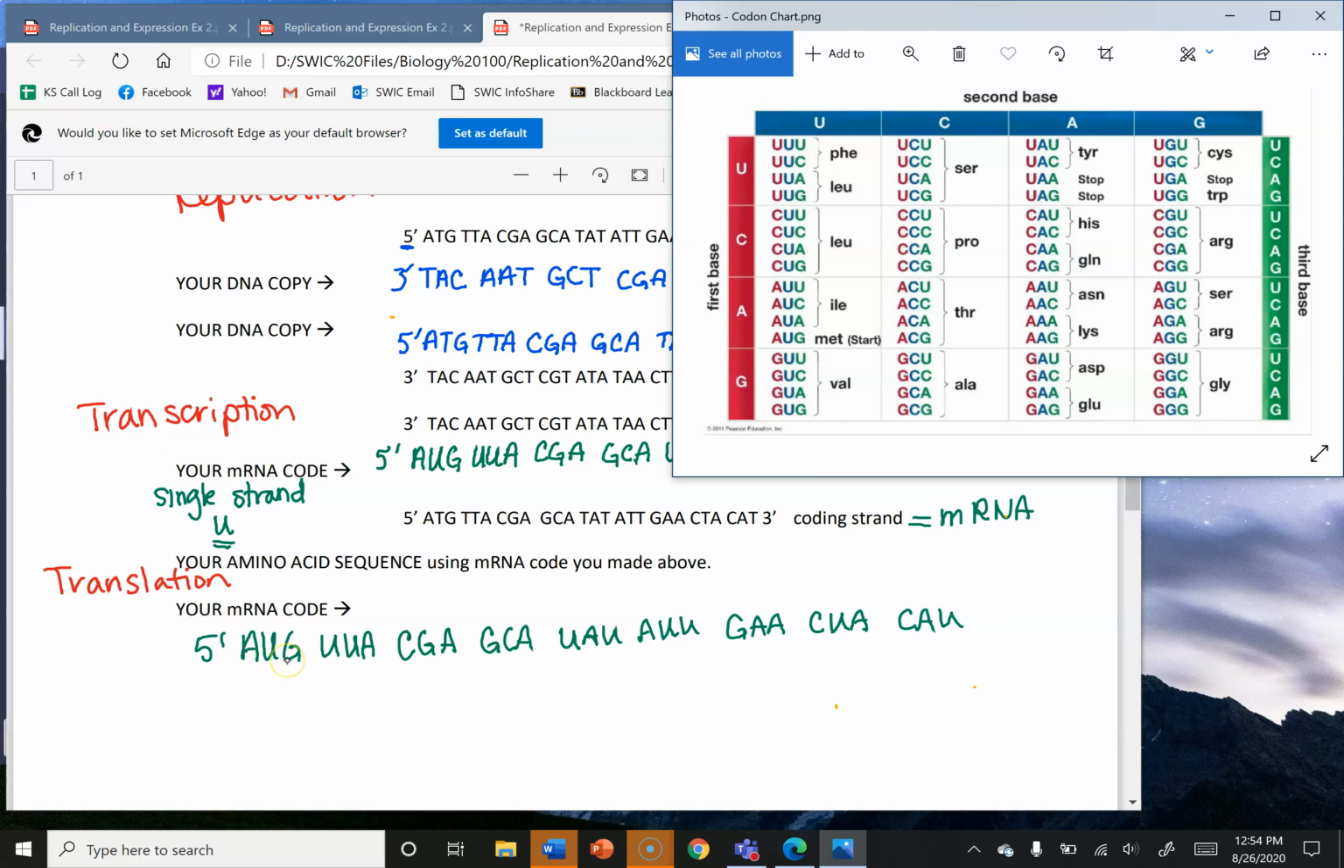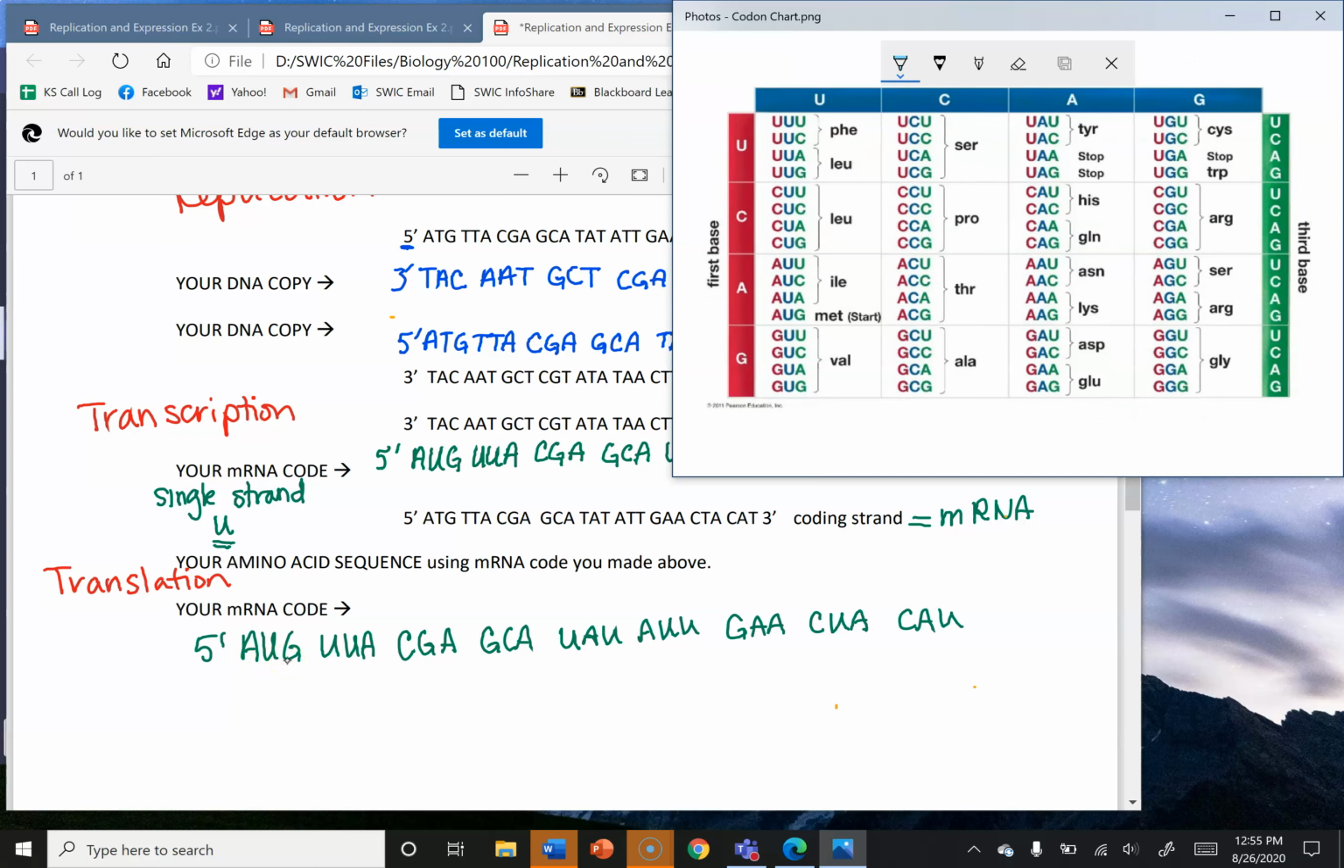So AUG. First base A, second base U, third base G. That is going to be our start codon. Now, when it is a start codon, it is also a methionine, which you might see elsewhere on the table.